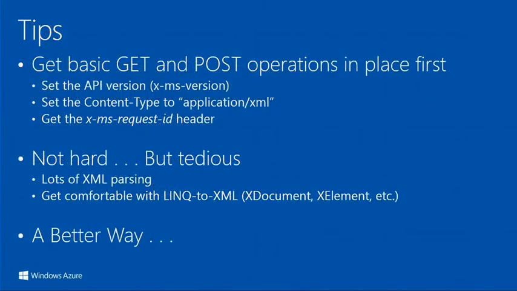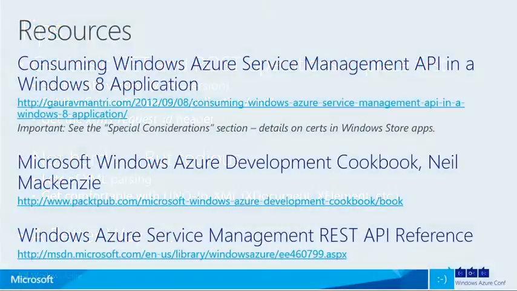Some tips in working with the Service Management API: get your basic get and post operations down first, where you can set the API versioning, the content type, the request ID. Get all that in place first, because after that it's really just an exercise in parsing XML. It's not a difficult API to work with, but there is a certain level of comfort you need if you're not used to it. You just have to get comfortable in working with XDocument and XElement, which can be a little bit of a tedious operation, but it's not too bad. We'll see a better way here that we can actually work with the Service Management API. It means we don't have to write quite as much code in XML parsing.